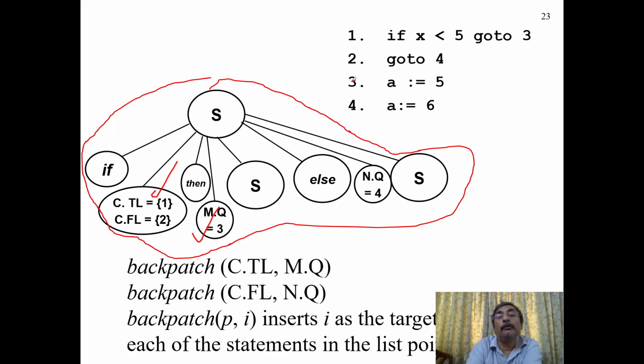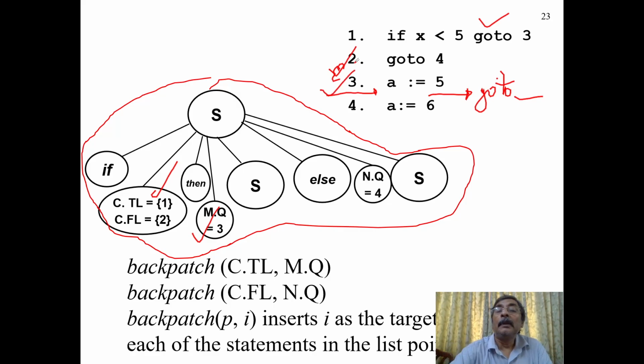Now I will tell you where something went wrong. You see, here I must have a go-to. Why? Otherwise, if x less than 5, I do this. Sorry, I do this, not this. Then I come here. I also come here. So unconditionally almost I have to come to line number 4. If x is less than 5, I also come to line number 4. If x is greater than 5, also I come to line number 4.